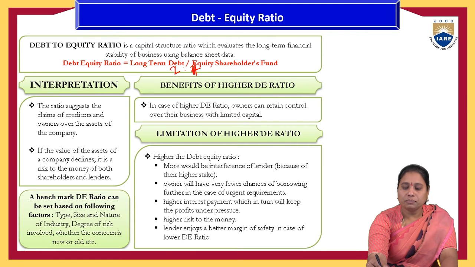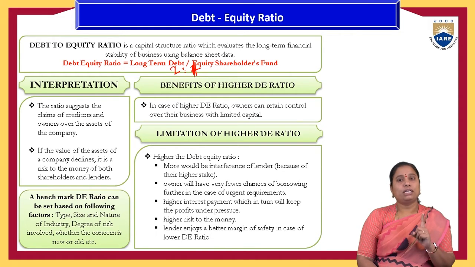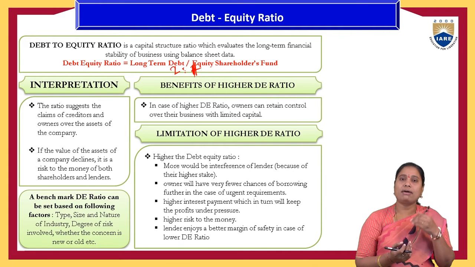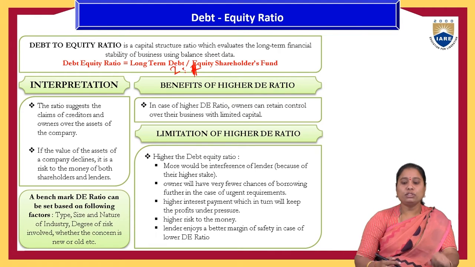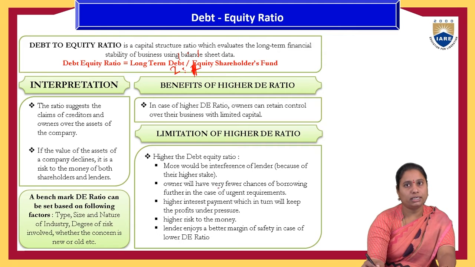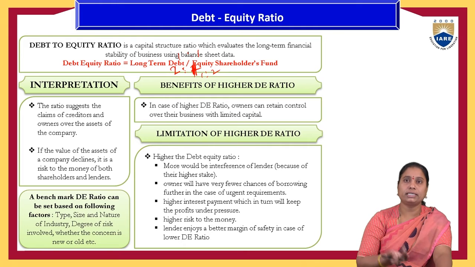So 2:1. If they have equity of 1 rupee, they can go to a maximum debt of 2 rupees. Beyond that, whatever work the organization does, they have to repay to the debt only, and less profit will be enjoyed by the owner. If it is 1:1, that is normal, equivalent. If it is lower than that, then we can say the owners are enjoying more benefits. That depends on the market conditions of the organization.